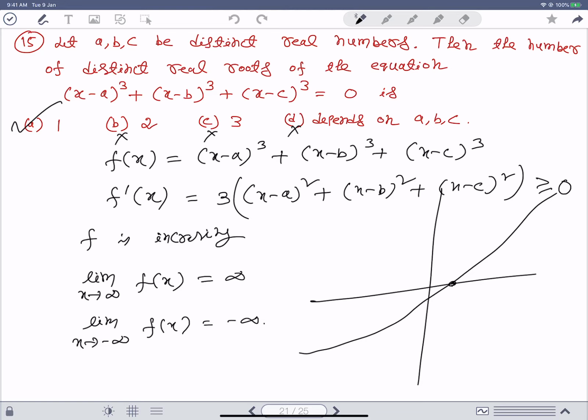Yes, an odd degree polynomial always has a real root, that is fine, but here we are not asking for the at least. It is saying what is the exact number, 1, 2 or 3, or depending on a, b, c. So an odd degree polynomial has at least one root, that is fine, but here we are finding the exact number of roots, not the at least. Okay, we move to the next problem.